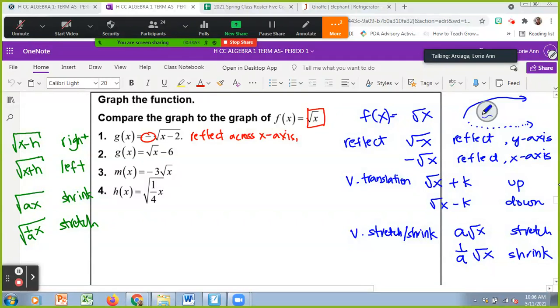Now next, you have a negative 2. Find something that subtracts a number inside of the radical sign, under the radical sign. So is it vertical or is it horizontal? When you subtract something under the radical sign, it's inside. So is it horizontal or vertical? What do you think?